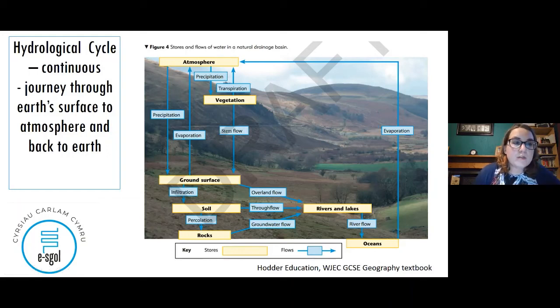On reaching the ground, some water will run over the surface straight into the rivers. Now we call this surface runoff or overland flow. Okay, so our overland flow.